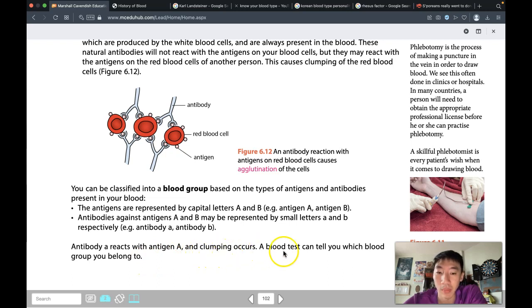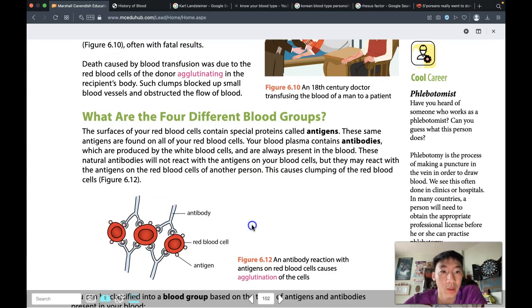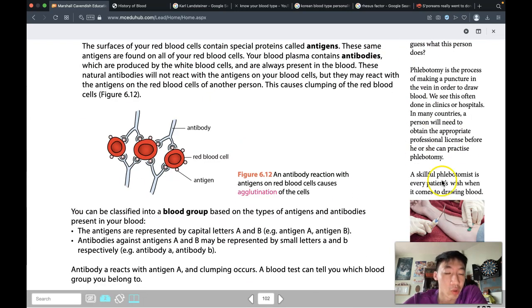So we can actually do this thing called a blood test to tell us which blood group we come from. Okay, have you ever drawn your blood? This process is actually called phlebotomy.